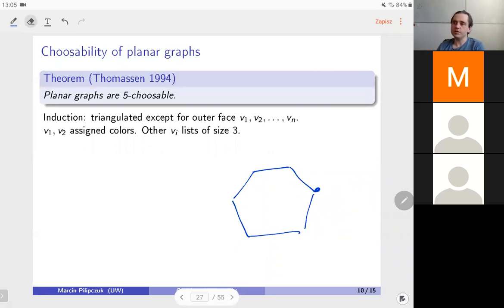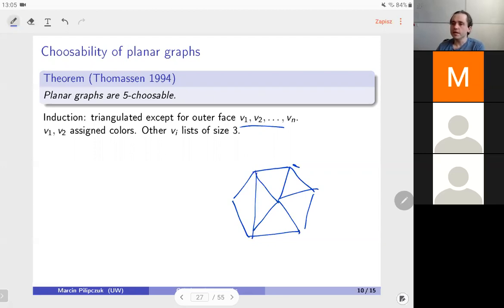If this happens, you can always add this edge up there and have a cycle outside. So we assume that outside there's a simple cycle, and everything inside is triangulated. So every face inside is a triangle, but the outer face may be longer.